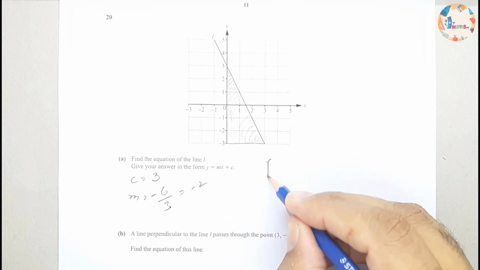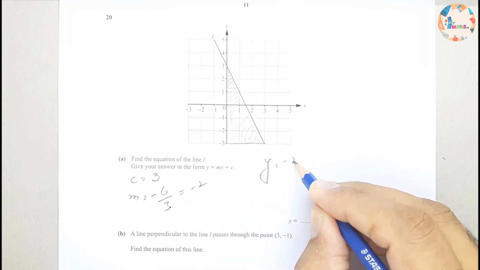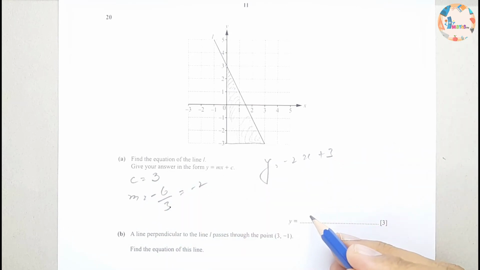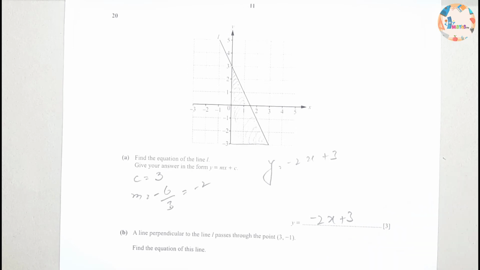M is minus 2, so we can write y is equal to minus 2x plus c, which is 3, so we can write this 3. So minus 2x plus 3. Hopefully you understood this question as well. This is 3 marks question, very easy.